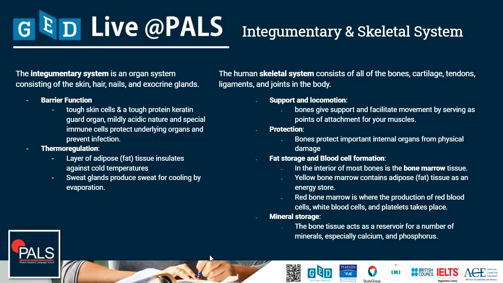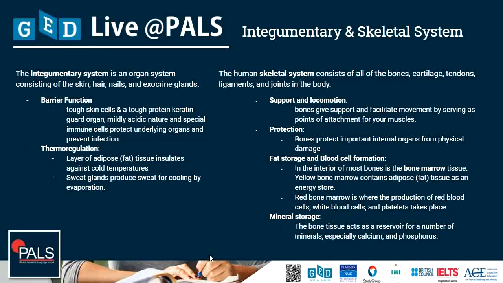Protection. Bones protect many of our important internal organs. For example, the rib cage protects our lungs and the heart. Our skull protects the brain. Our backbone protects our spinal cord.